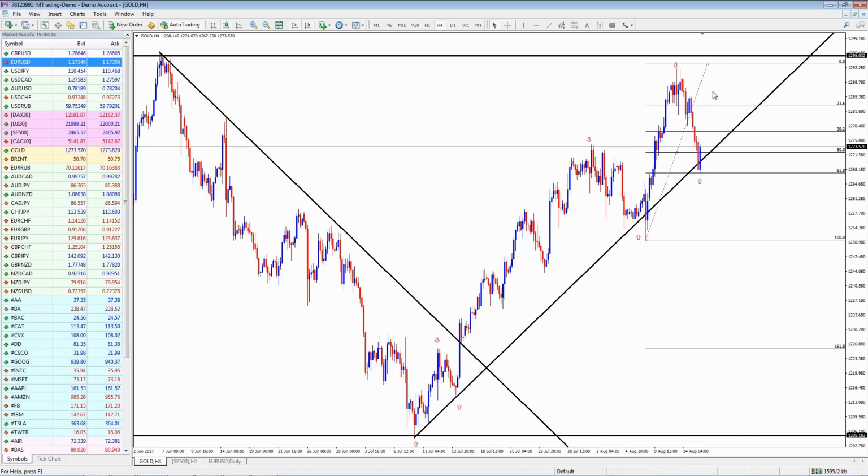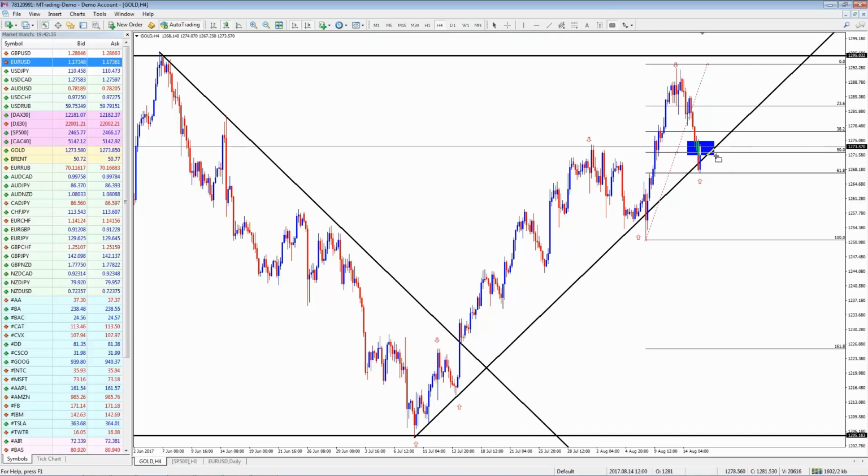Now, what do I do? This is where you go to the next part of your analysis. We've done our base time frame analysis, and this is where I've formed my trade idea. I now know that I'm looking to buy. My first trade idea view is to look to buy.